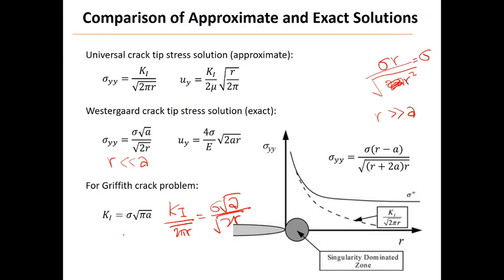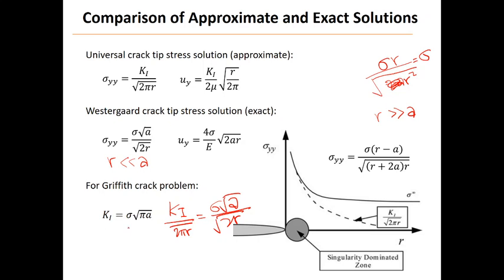Once we exhaust all the analytical solutions, we go to finite element, where we can deal with more general and more complex problems. Okay, so this is K1, and it's exactly sigma square root of pi a. And this is for the Griffith crack.